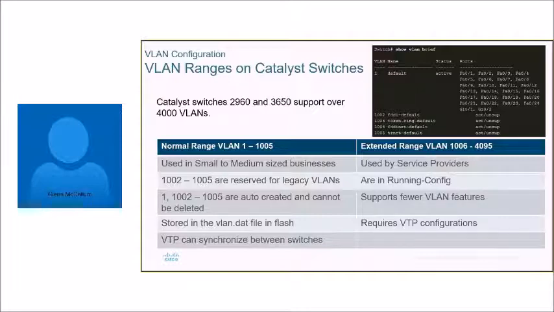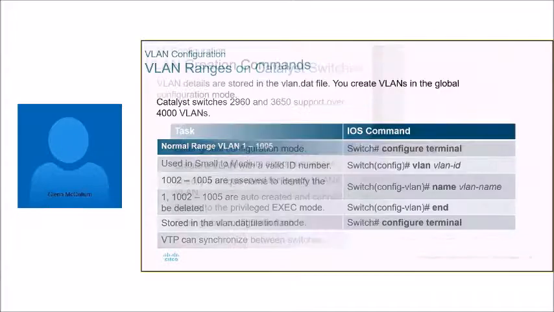Now, extended range ones are often used by service providers. You can use them yourself, but they're not stored in the VLAN.dat file. They're actually stored in the running config. They support fewer VLAN features, and they require VTP transparent mode configurations.